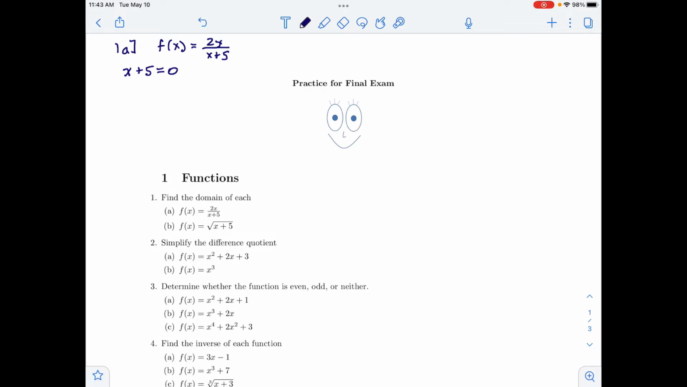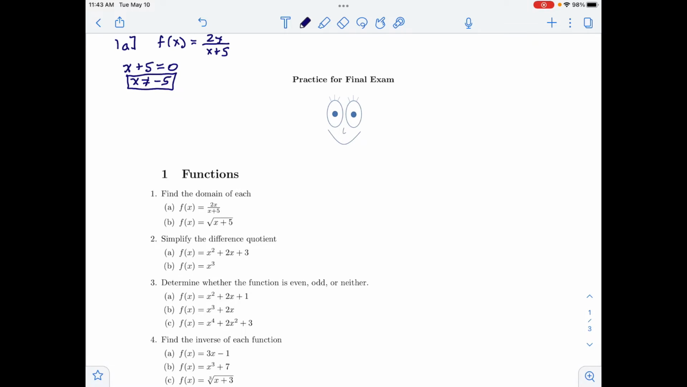Well, whenever x plus 5 is equal to 0. So that means that x cannot be equal to negative 5. That's our domain right there. Now, the way we'll write that is negative infinity to negative 5, jump over it, and go from negative 5 to infinity. This is the interval notation.